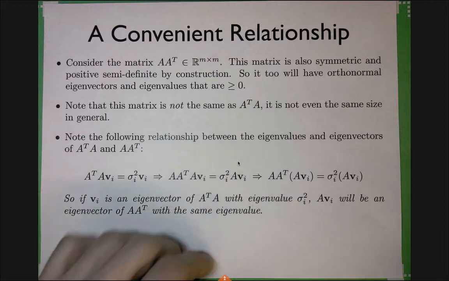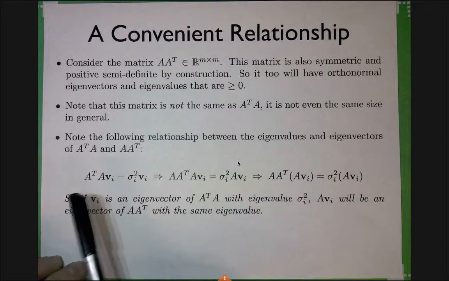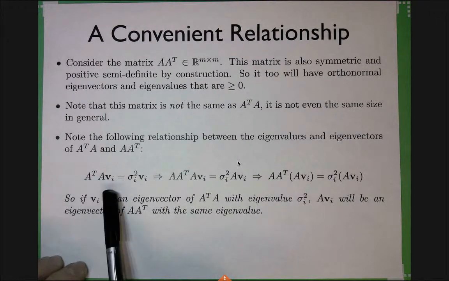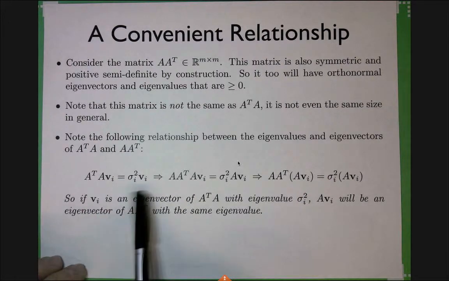And here is the cool thing, the important thing. That's the relationship between the eigenvalues and eigenvectors of A^T A and A A^T. The left and right singular vectors. So here is the key derivation there. If I have an eigenvector of A^T A corresponding to eigenvalue sigma_i squared, then this is true, right?